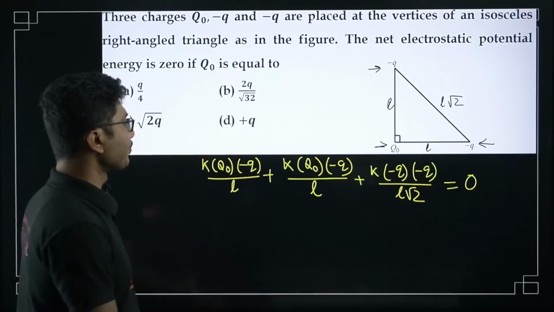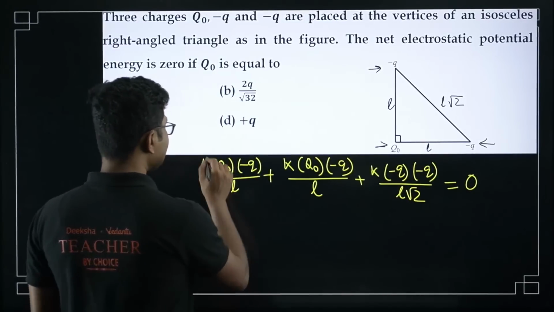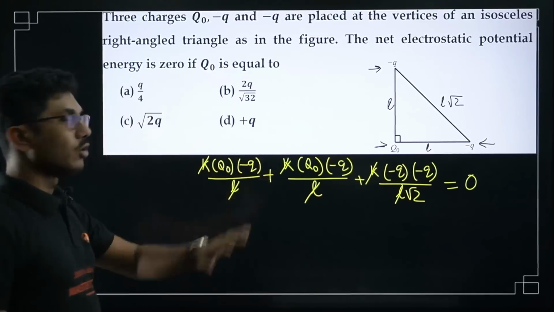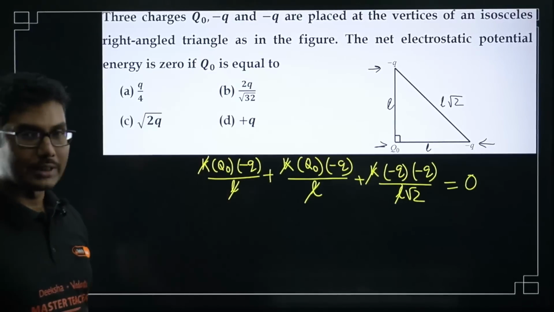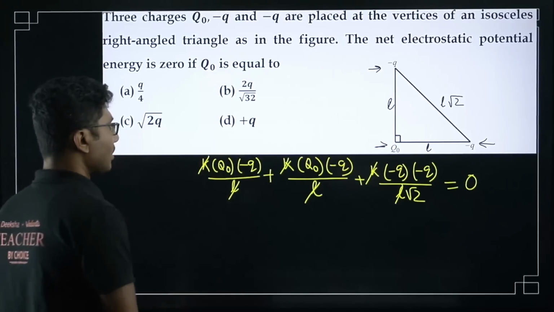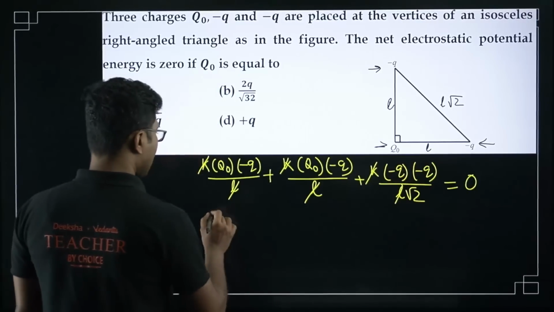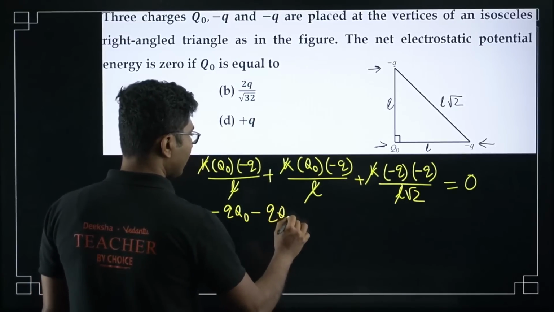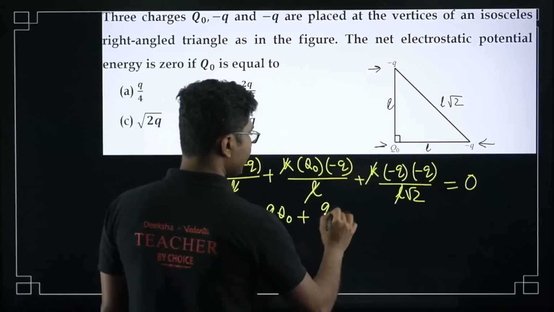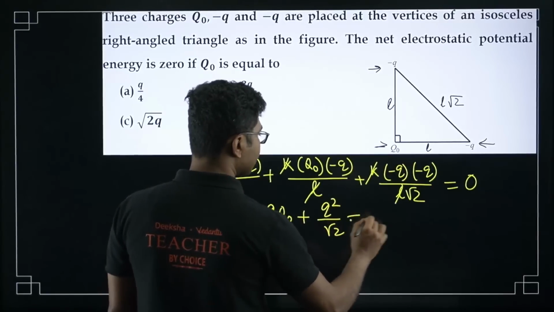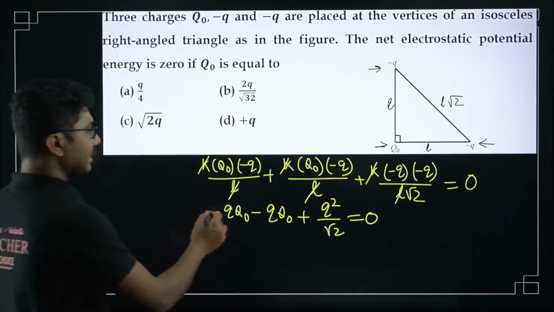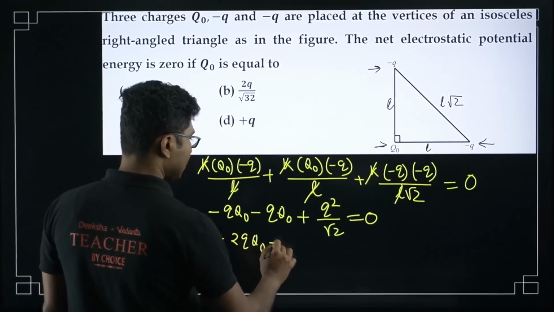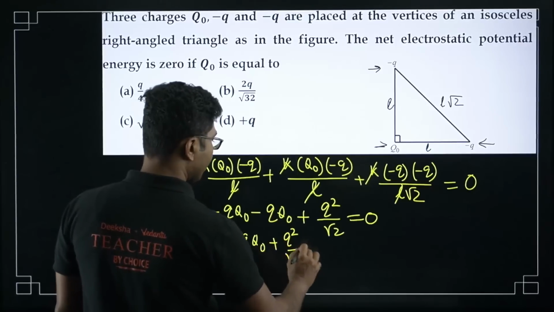And the final electrostatic potential energy, this is the formula for it, and that value is given as 0. So now we can say this K will be common, L will be common. They will all go to the other side, multiply with 0 and become 0. Now we have to simplify this equation. So minus Q0 minus Q0 plus Q square by root 2 equals 0. Now minus Q0 minus Q0, that is minus 2Q0 plus Q square by root 2 equals 0.